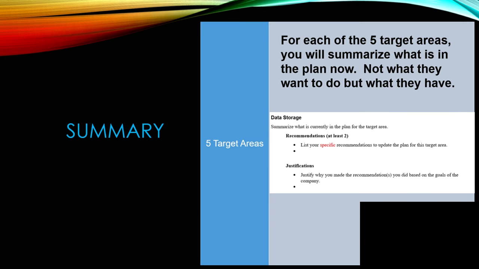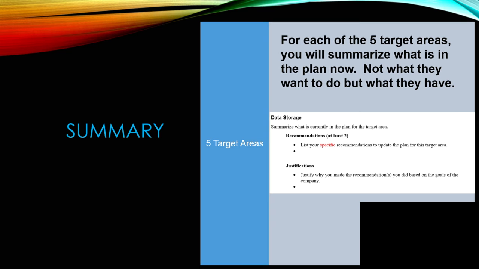So your very first section is your summary. The summary is in all 5 target areas, so you have to summarize what's in the plan for those target areas. So what do they have now? Not what you want them to have, but what do they have now? What's currently there? If we were to look at data storage, for instance, we can look under data storage, we can look under data center, we can look under the infrastructure section of the plan. And you'll see a lot of different data that's out there, and some of it may be valid for this that you'll want to include.